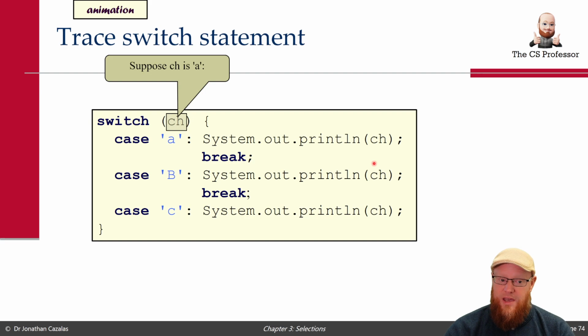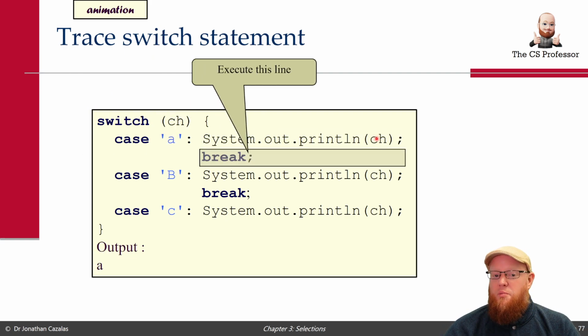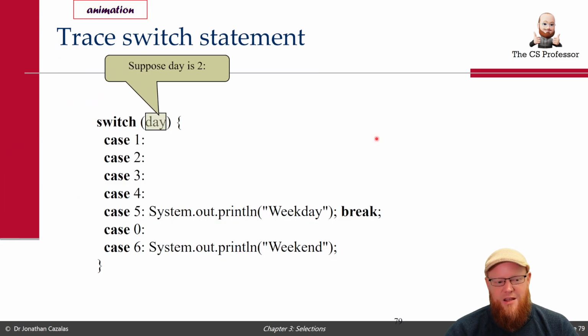Compare that now to this. We're switching on what's inside ch, which is still a. And we now come to this case a, which again is like an if-else. So on case a, it's really saying, if ch equals a. It does. So we're going to print ch. We're going to print the a, and then we're going to break. So it's really just like an if-else. It's just another type.